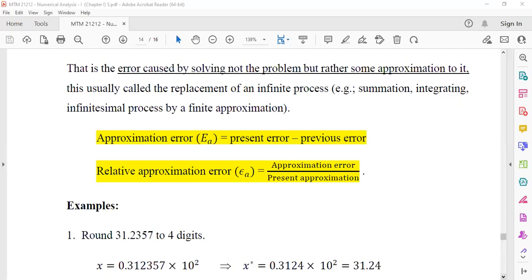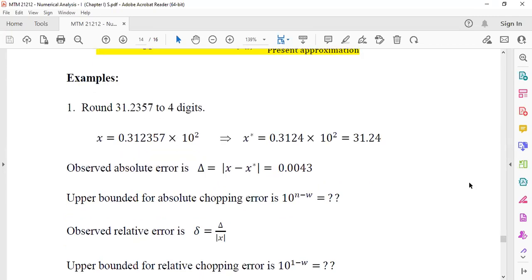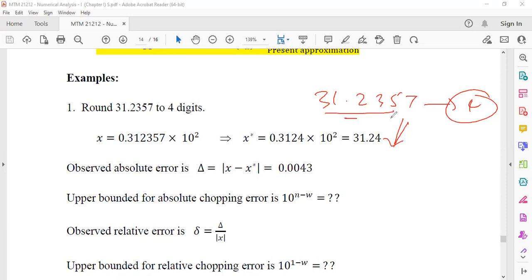For example, write down this example also. First of all, they asked to round 31.2357 to 4 digits. So what is our procedure? First of all, we have to write this fixed point number as a floating point number. So you better keep it this way: 312357. How many digits have we taken this way? 2. So 10 to the power 2.